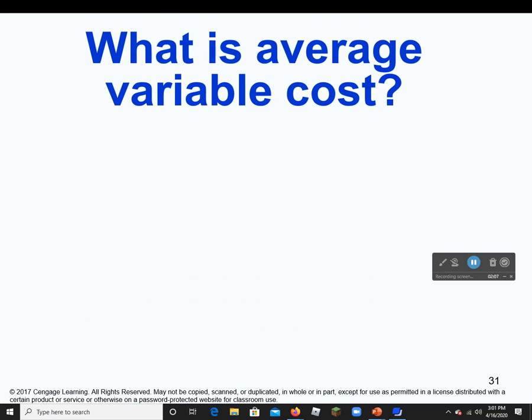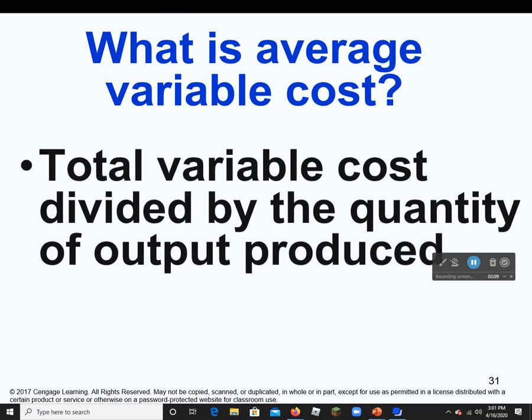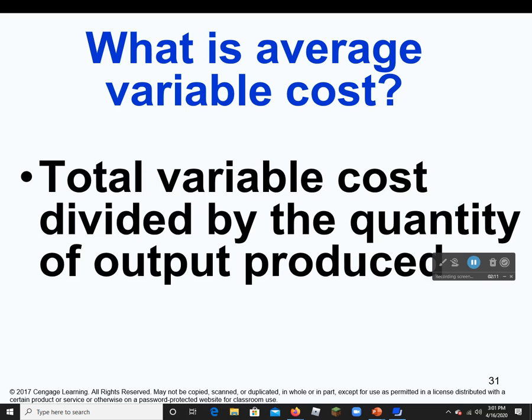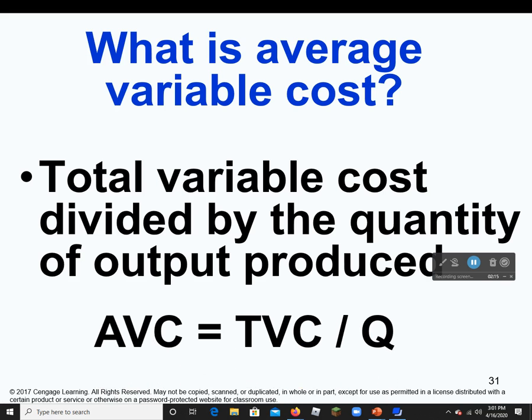Average variable cost, AVC: total variable cost divided by the quantity of output produced. We take TVC at any given level of output. This changes with output, so there should be a sub Q here, and divide it by that Q, that amount of output. And that's average variable cost sub Q at that level of output.